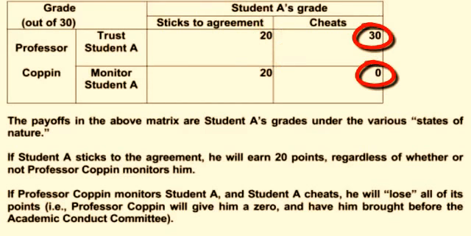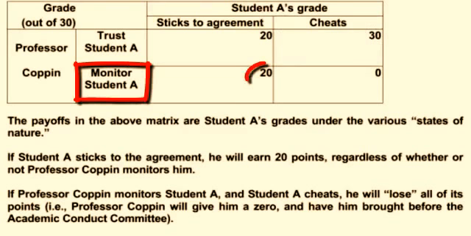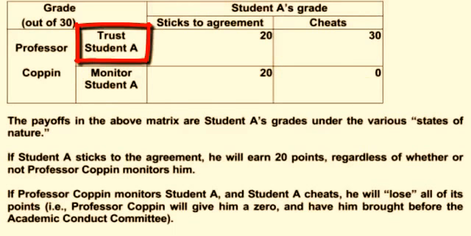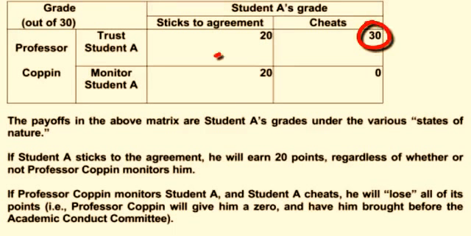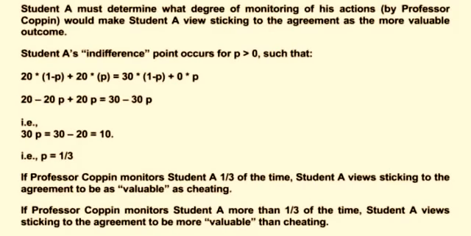If the student knows he is being monitored, he will obviously stick to the agreement because cheating does not make sense if you're being monitored. And if the professor trusts the student, the student might take the chance to cheat based on the possibility that he could actually come out ahead. If there is no monitoring at all, the student will cheat because sticking to the agreement will earn him a C, whereas cheating without a penalty will earn him an A. The student must therefore determine what proportion of monitoring would cause him to stick to the agreement.